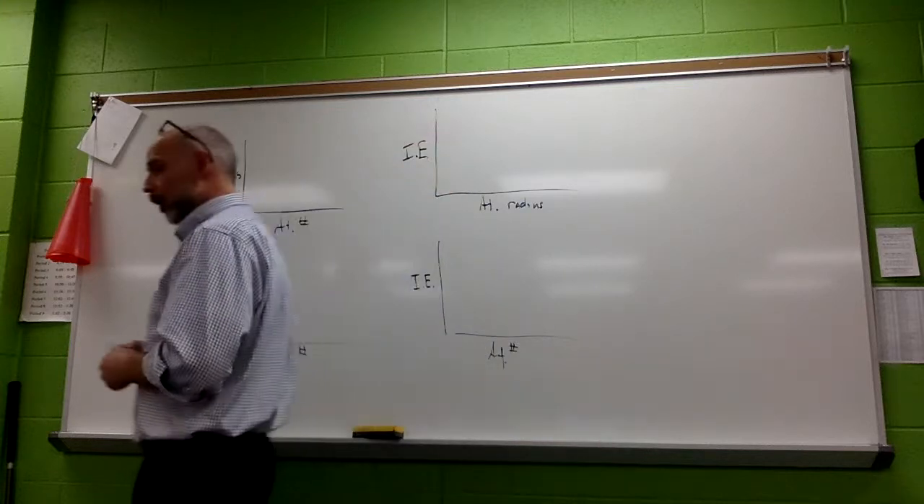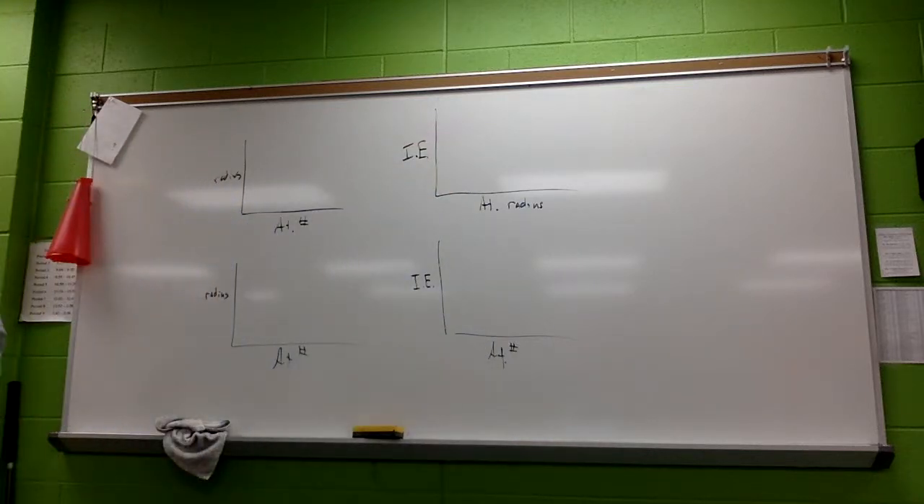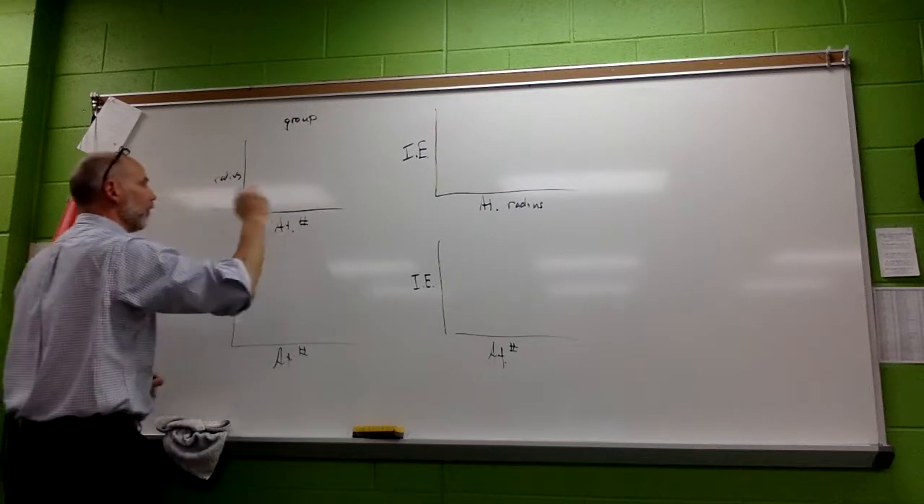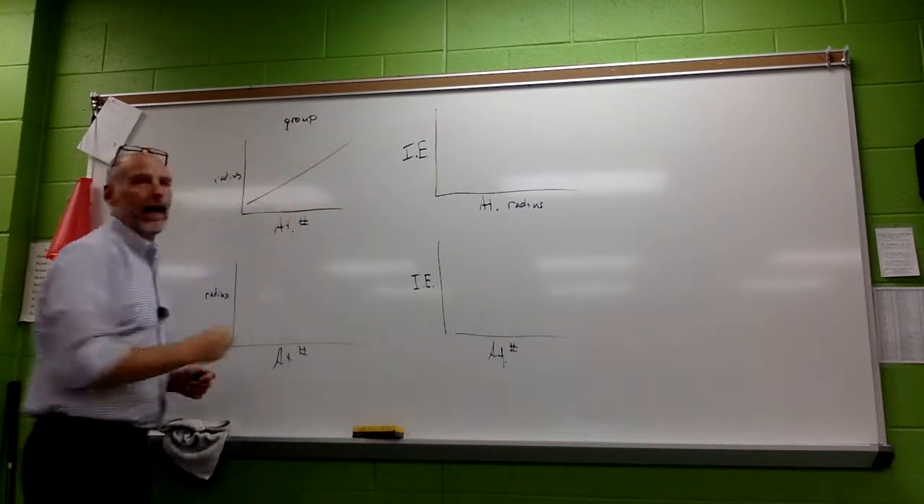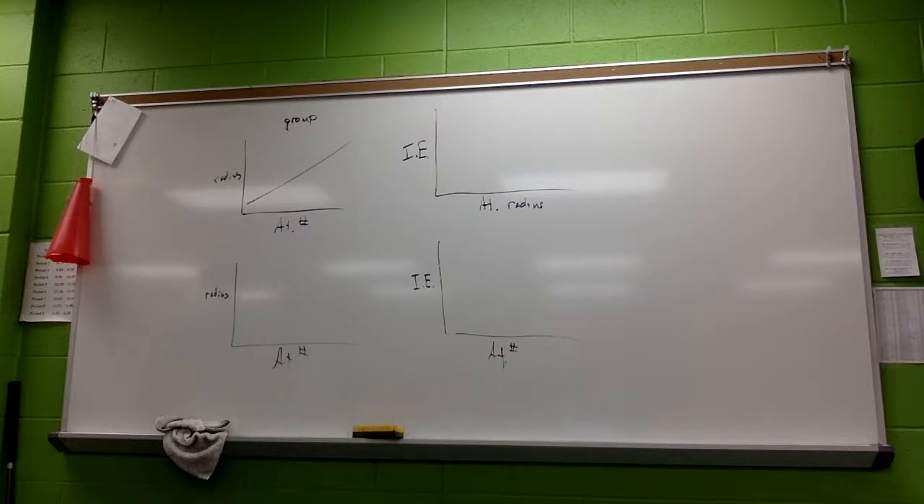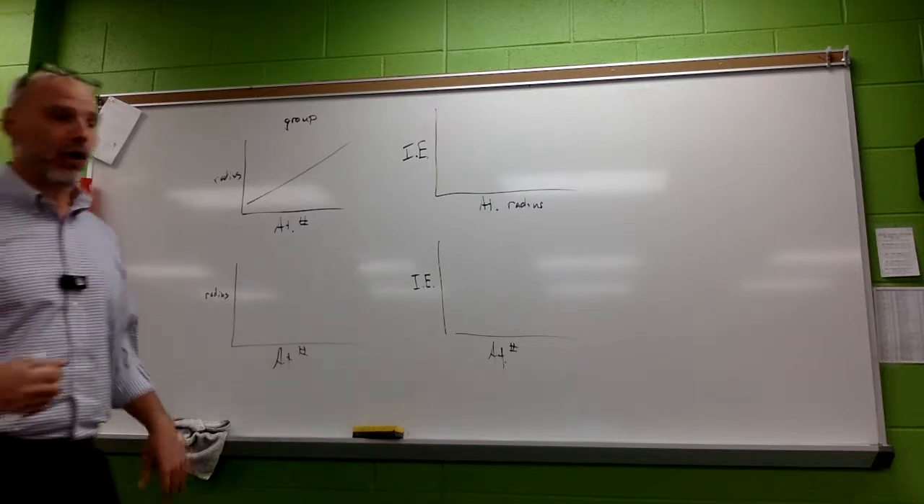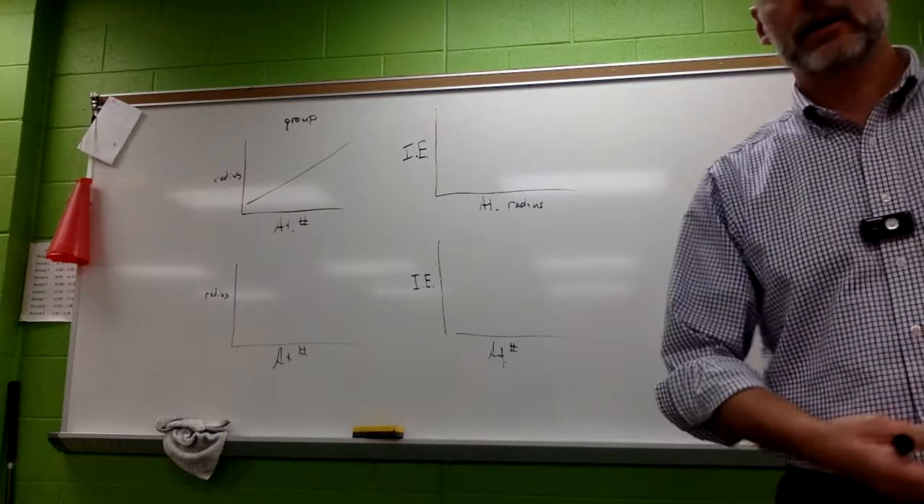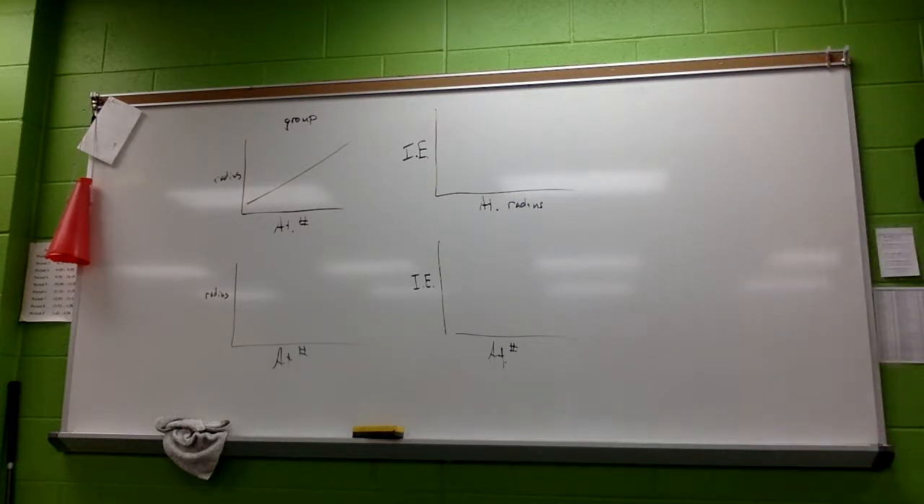Okay. The first one was pretty darn easy. We were doing a group trend. And we found out in general that as atomic number increased within a group, the radius increased also. Would anyone like to offer a nice, succinct, valid explanation for that?